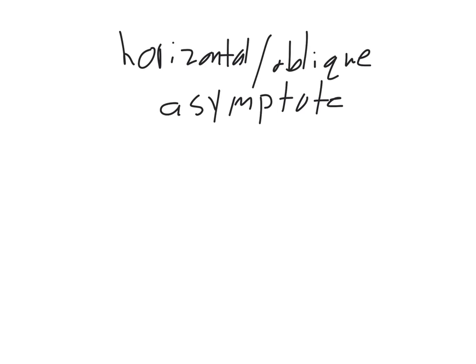Now to learn about how we're going to find out which one we have, we'll look at that in just a second. But again, for every one of our examples, we're only going to have one or the other. We're going to have a horizontal or an oblique asymptote. We're never going to have both.